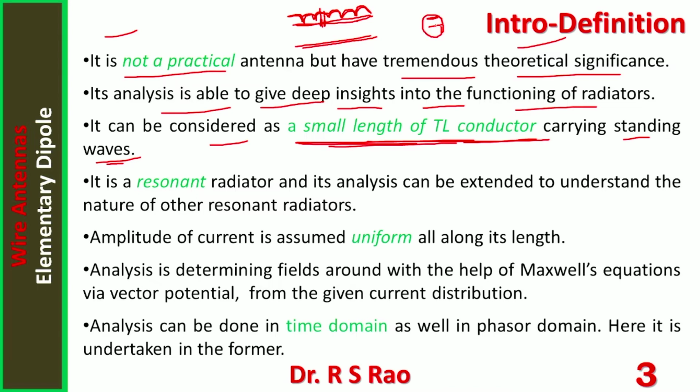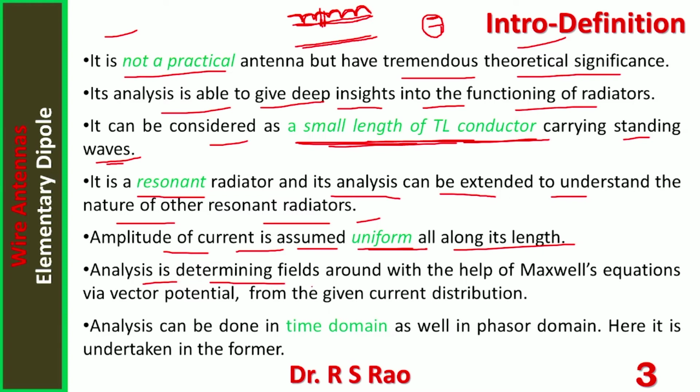This is a small length conductor. It is our elementary dipole. It is a resonant radiator, and its analysis can be extended to understand the nature of other resonant radiators. Amplitude of current is assumed uniform all along its length. Analysis is determining fields around it with the help of Maxwell's equations via vector potential from the given current distribution. Analysis can be done in time domain as well as in phasor domain, but in the present session we do it in time domain. This particular slide gives plenty of useful information regarding the nature of elementary dipoles.